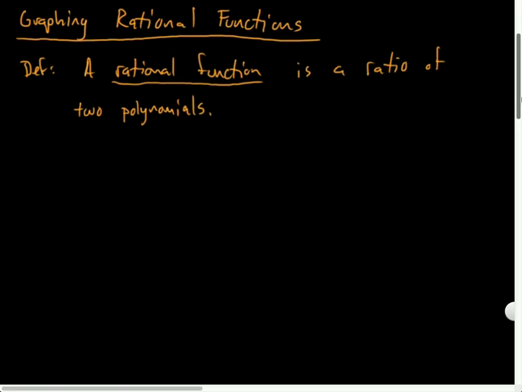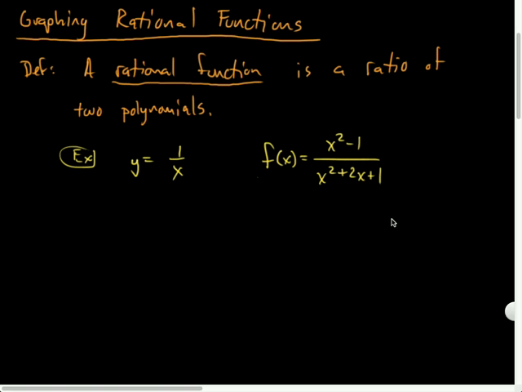And notice I've already got a nice little definition here for you. A rational function is a ratio of two polynomials. All right, so let me give you a couple examples of them. That would be like y equals 1 over x. Or maybe I'll even use f of x, looks more like a function that way. I could have (x squared minus 1) over (x squared plus 2x plus 1). Ooh, fancy.